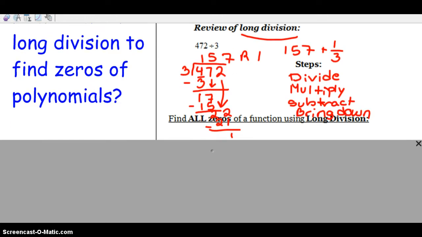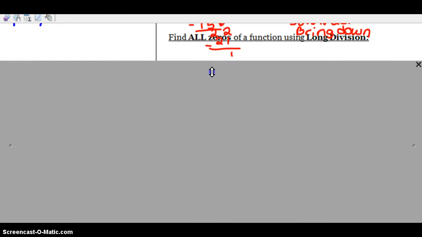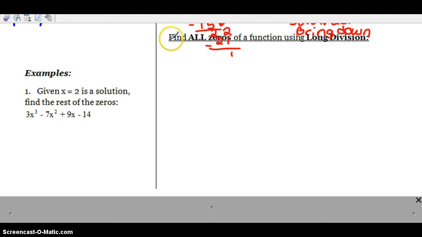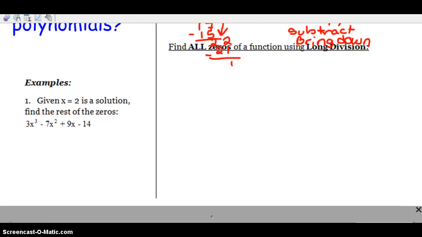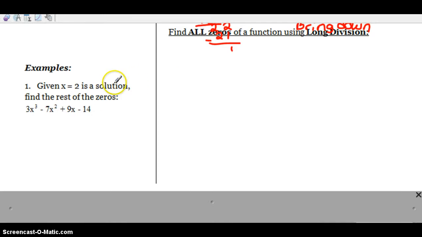How does this work with polynomials? Because that's really what we've been spending our time on recently. So I wrote over this here, finding all zeros of a function using long division. That was my question originally as well. How do we use long division to find zeros? Okay. Well, in this case, these questions are going to be written a little differently, but you always are going to be looking for more zeros. And we're starting with 1 zero, or one solution. X equals 2 is one solution. We've talked, though, that if x equals 2 is a solution, then x minus 2 is a factor, right?